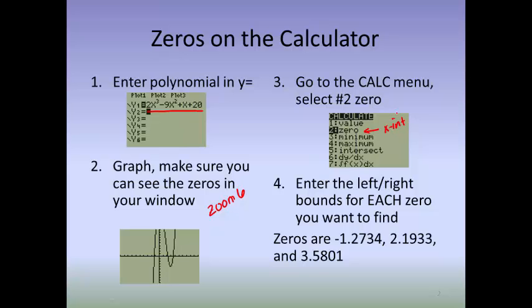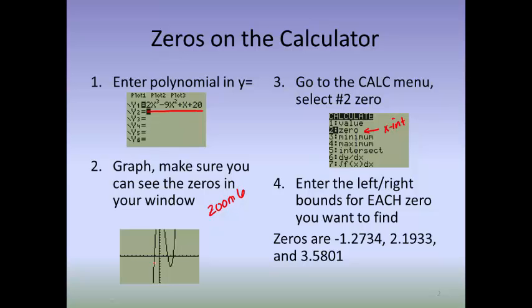And when you press that, it takes you back to the graph. And it's going to ask you 3 questions. You'll see those questions at the bottom of your screen. The questions are left bound, right bound, and guess. So you may choose to use the left and right arrow keys to move the little cursor, it's kind of like your little frogger that has to move along the curve. You can move them left and right if you want.